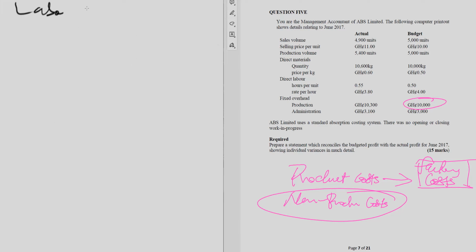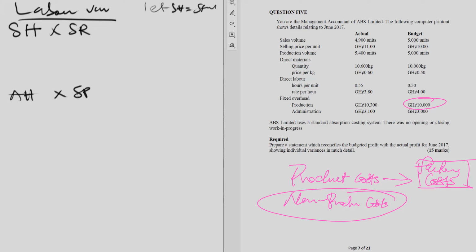So when we come to labor variance, the same way we did for material, labor deals with hours. And the same way you let standard hour be equal to standard hour to the examiner. You define your variable. So standard hour times standard rate. Then we do actual hour at standard rate, actual hour at actual rate. So when we dive into the question, we just start with the actuals because it's easier to pick from there first.